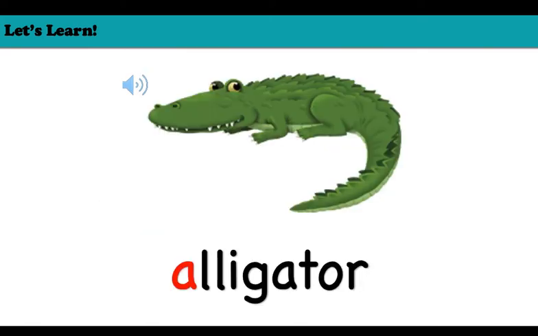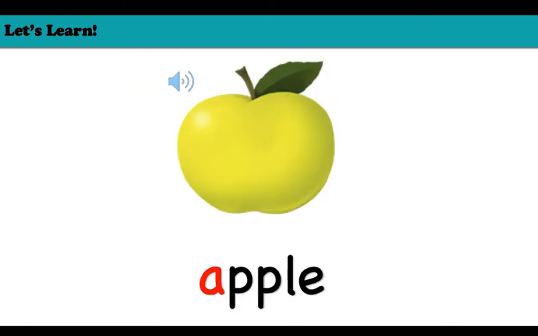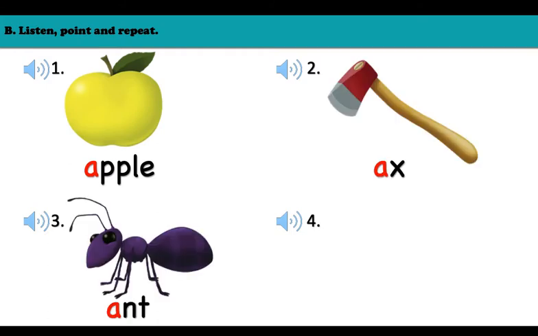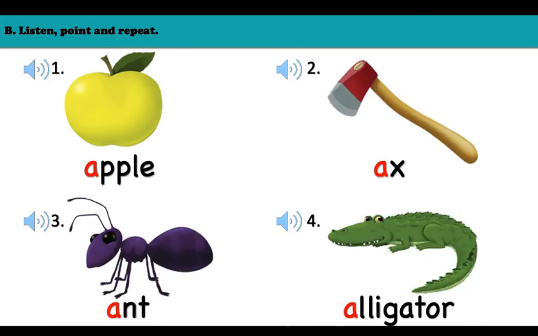We have alligator, alligator. When our students are young, we would better not separate the long words because they will get confused sometimes. And this one is apple. Apple. Now, we review apple, eggs, and an alligator together.